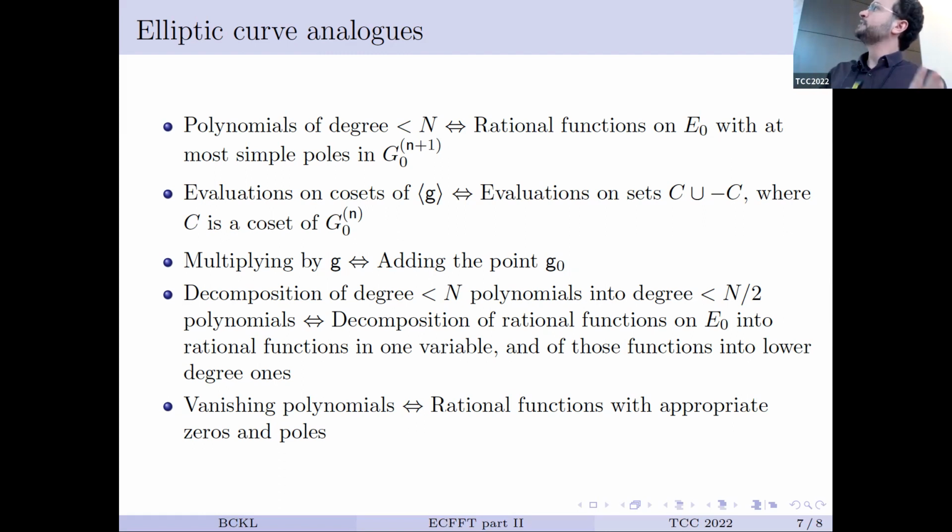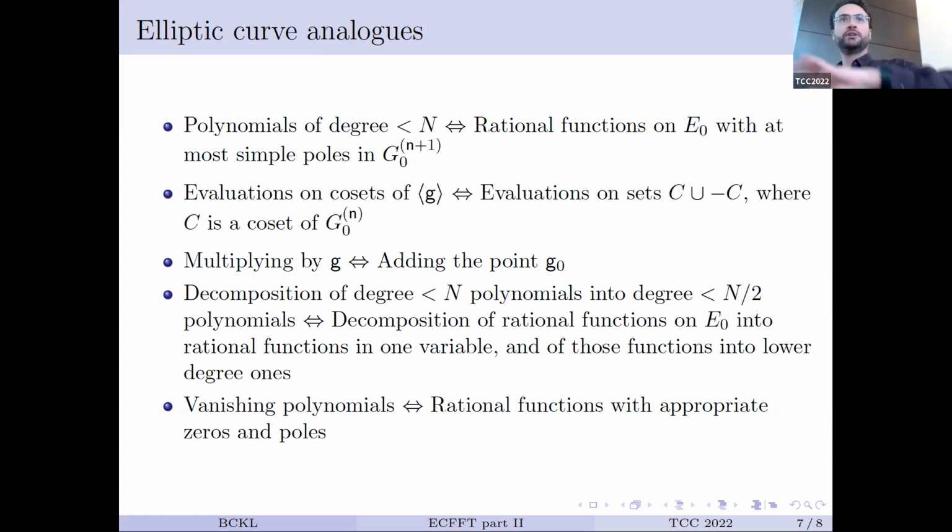And instead of evaluating on cosets of the group, we evaluate on special sets, which are the union of 2 cosets of the subgroup of size 2 to the n, where we need both c and minus c, so that the projection to the x coordinate is exactly 2-to-1. That's the important part there. Instead of multiplying by g, when we computed f of gx, we just add the point g0, so it will be f of p plus g0 instead of f of p. And like multiplying by g preserved the degree of the polynomial, adding the point g0 will keep the poles inside the same cyclic group, because that group is invariant to adding the point g0.